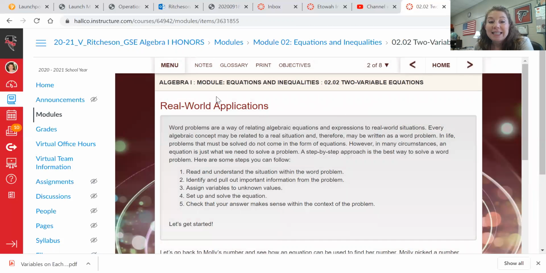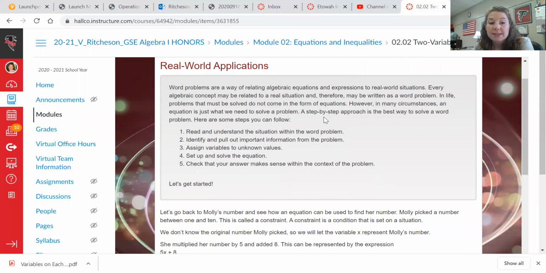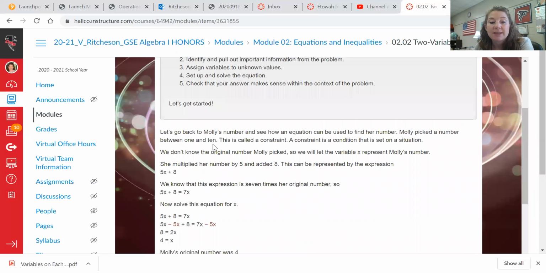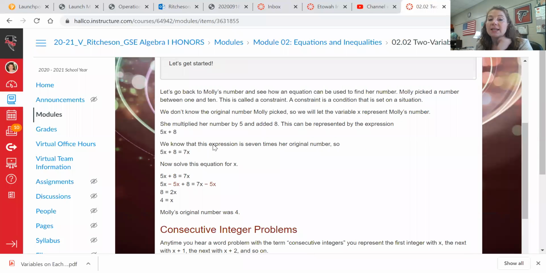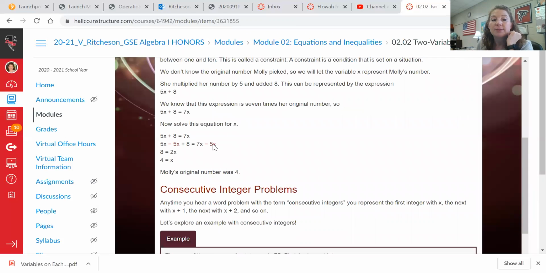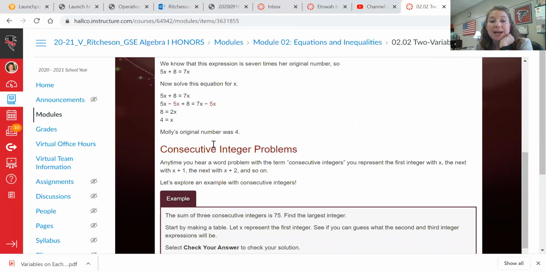Make sure you're reading the real world application. That means real word problems. Read for understanding. Don't skip anything. Don't skim. It's giving you an example problem. It's showing you how to find consecutive numbers. You'll have to do that on your little quiz at the end of this lesson and on your test.